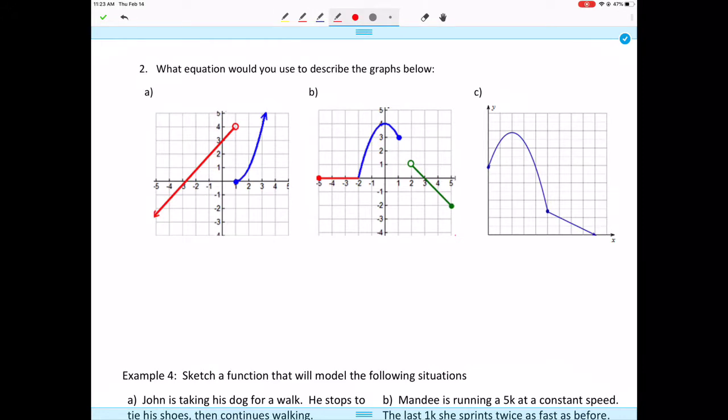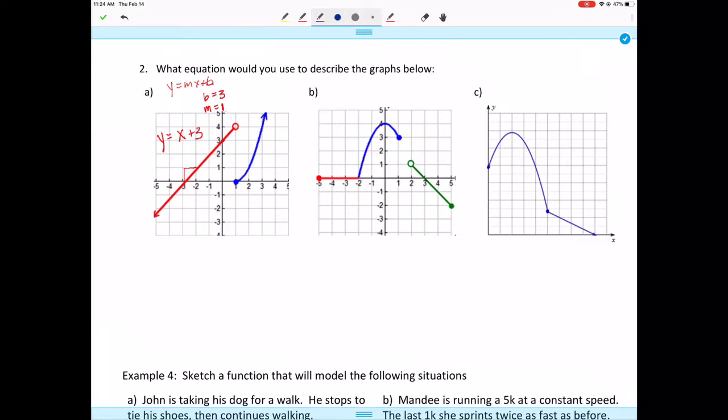So for example, for the red one, we'd say, well, this is linear. It's a linear equation, something like y equals mx plus b, where b is our y-intercept. So b here would be 3, and our slope, which is m, rise over run, is just 1. So our equation would be y equals 1 times x, or just x, plus 3.